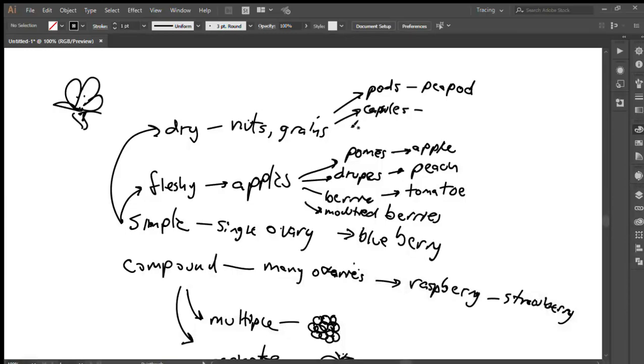Kind of an interesting one that you are familiar with and may not even know about is the samara. Samaras are winged. Maple seeds, we call them helicopters. Those wings serve to help with dispersal. And finally, the one we're most familiar with is a nut. A nut has a hard outer covering encasing the seed, and there's no fruit around that.